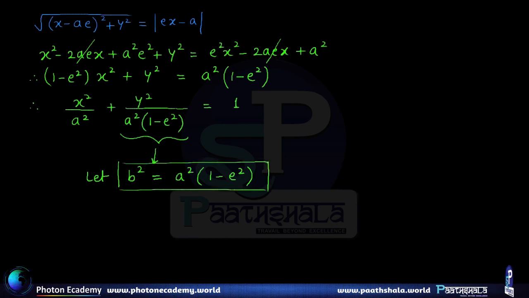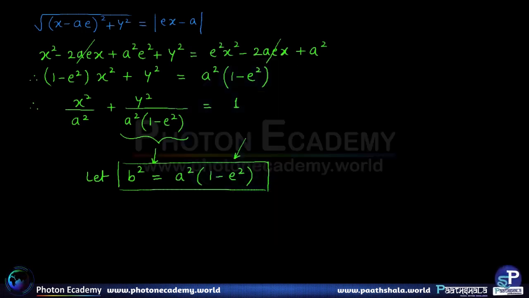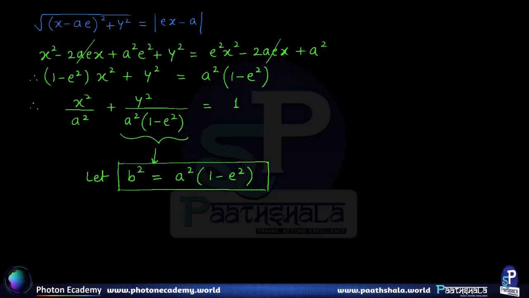Now we will see that A square is a positive quantity already, being a square, and since E is numerically less than 1 and of course a positive number, so 1 minus E square is also clearly a positive number. So therefore right side is always a positive quantity, which matches the requirement because the left side is supposed to be a square, that is a non-negative number, that is a positive number. Alright, so therefore finally on substituting we get the equation as x square upon A square plus y square upon B square is equal to 1.